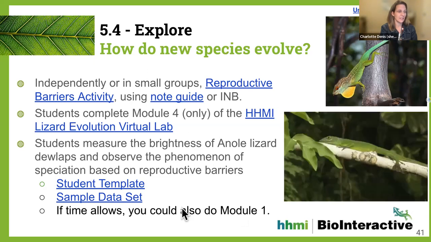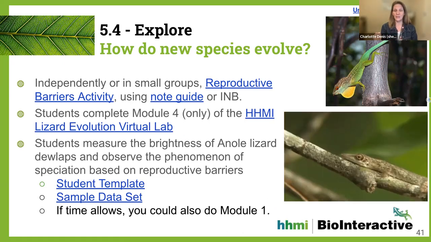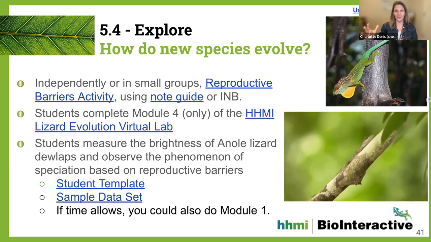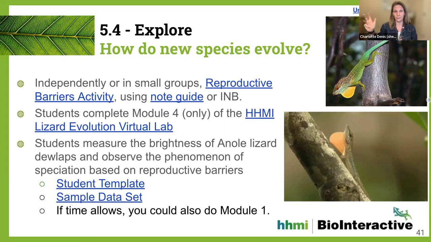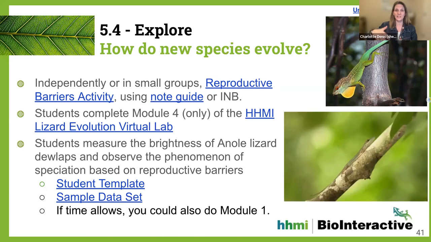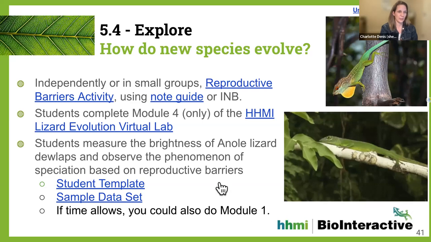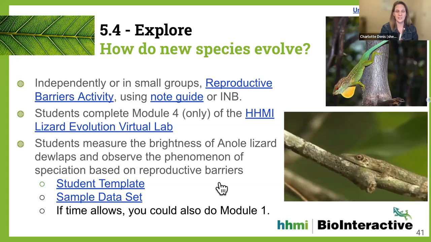If you want to spend a little bit more time on this kind of thing, there are four modules in total in this lab. The dewlap one is just module four. But in module one, they're actually measuring the length of the toes of these organisms. And the length of the toe depends on whether the organisms live and climb up branches or whether they're more living on the ground. And again, you see differences in species that live in those two different environments. So based on the reproductive barrier of not being able to see the dewlap in the forest, the new species evolved in that location.